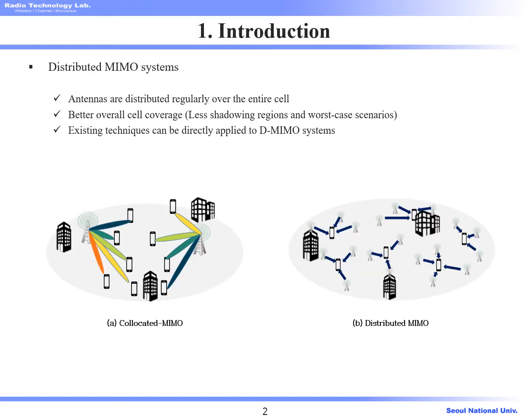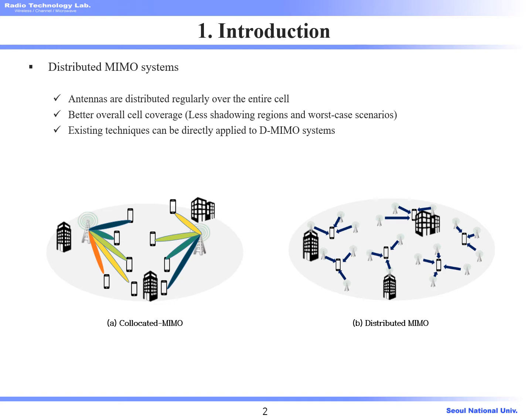First, I think it would be a good idea to introduce distributed MIMO systems in general. I'm sure most of you are familiar with co-located MIMO systems, where multiple antennas are placed in a single base station and used for various communication techniques such as beamforming and multiple access. In distributed MIMO systems, the antennas are distributed regularly over the entire cell.